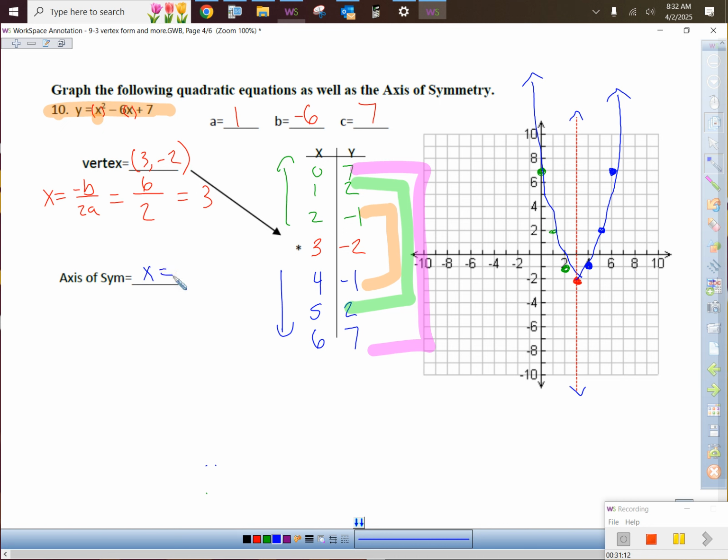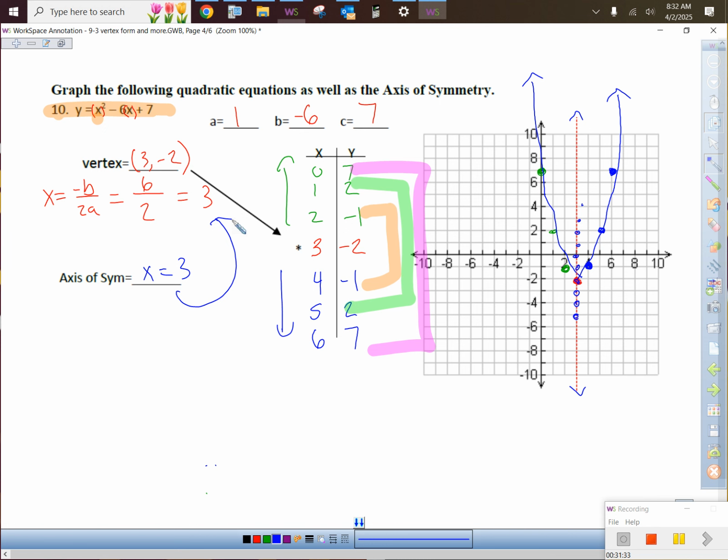It's going to be that vertical line, x equals, and what's the x value of all of those points right here? If I was to put ordered pairs on here, what's the x value of every one of these ordered pairs? 3. What's so special about the number 3 in this particular parabola? Is that the x value of the vertex? Isn't the axis of symmetry got to go through the vertex? That's where the symmetry is going to be.